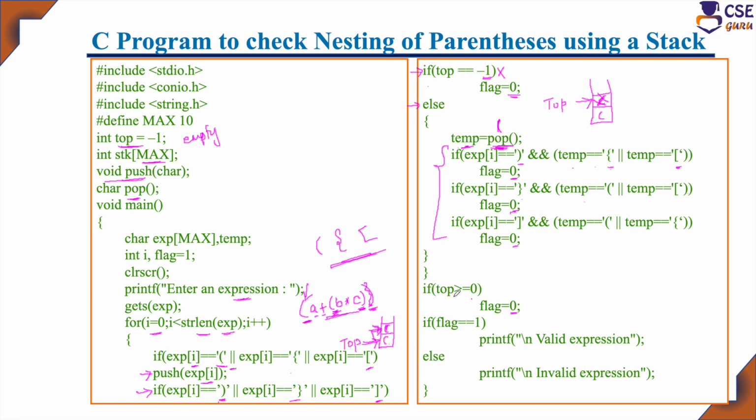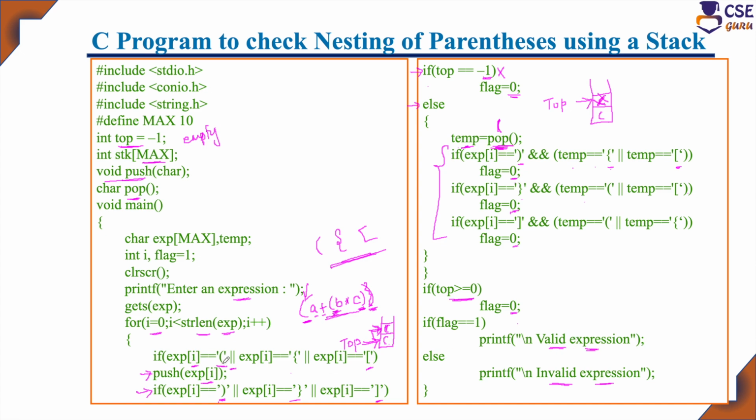Also, if top is greater than or equal to 0, in that case also the flag is 0. Or if top is -1, that is, if the stack is empty and we have not pushed any parenthesis into the stack, in that case also set the flag value equal to 0. So in all these cases set the flag value equal to 0. If the flag value is 0, the expression is invalid. If the flag value is 1, the expression is valid. That is the meaning. Very simple logic.